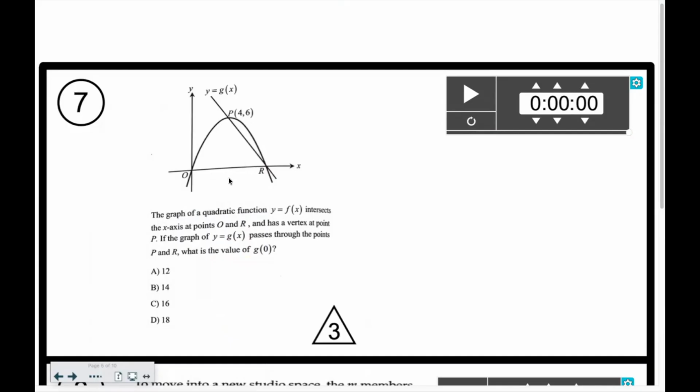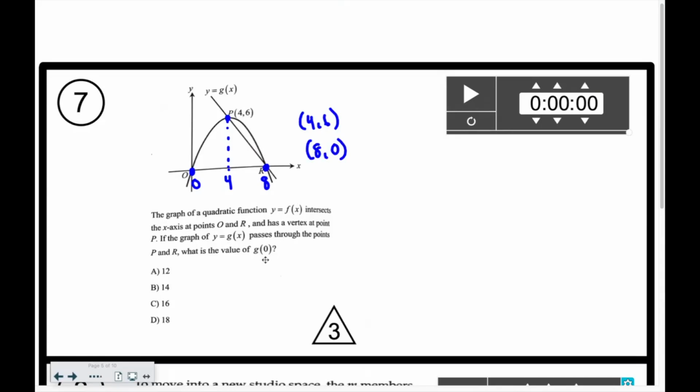But what we have to know about the parabola is that parabolas are symmetrical. So we know this is the origin, so that's an x coordinate of 0. And then it says that it intersects this point P, which is the vertex. So that means that this x coordinate is 4. And it must be halfway because it's symmetrical, so this x-intercept is 8. That knowledge of the quadratic tells me that this line goes through the points 4, 6 and 8, 0.